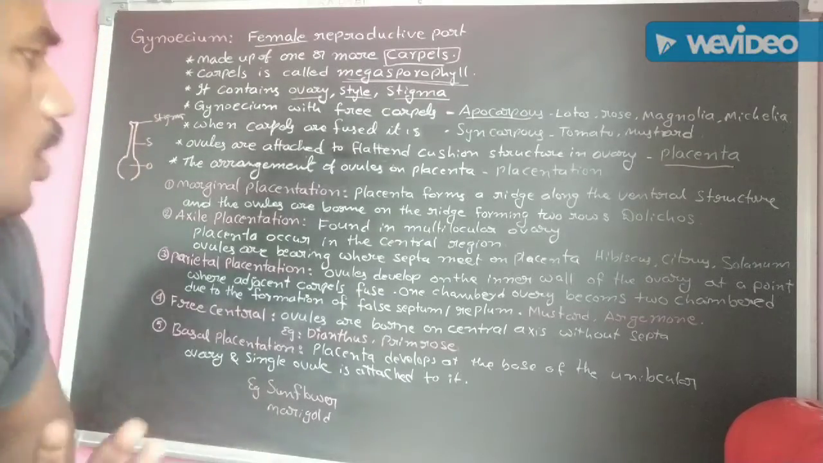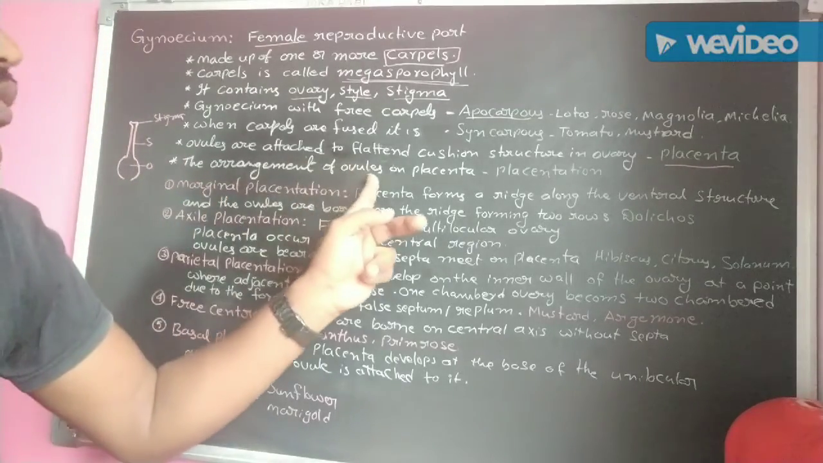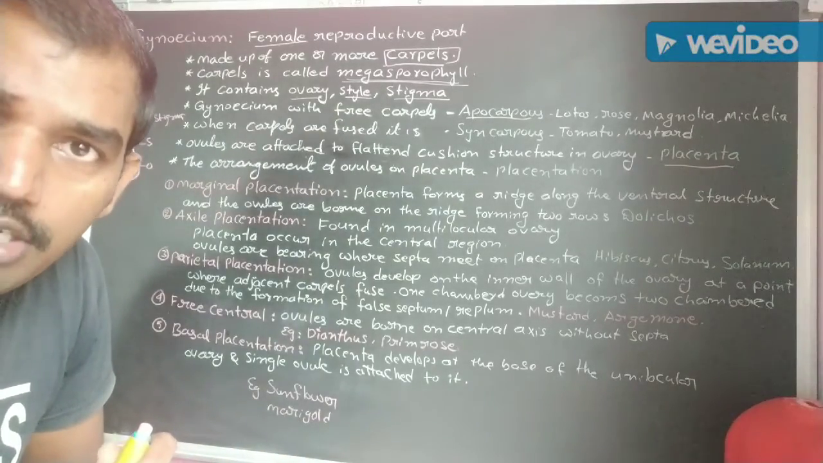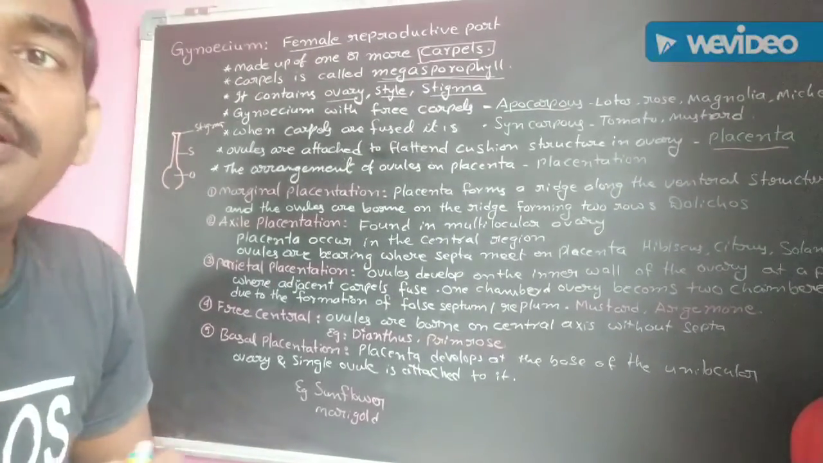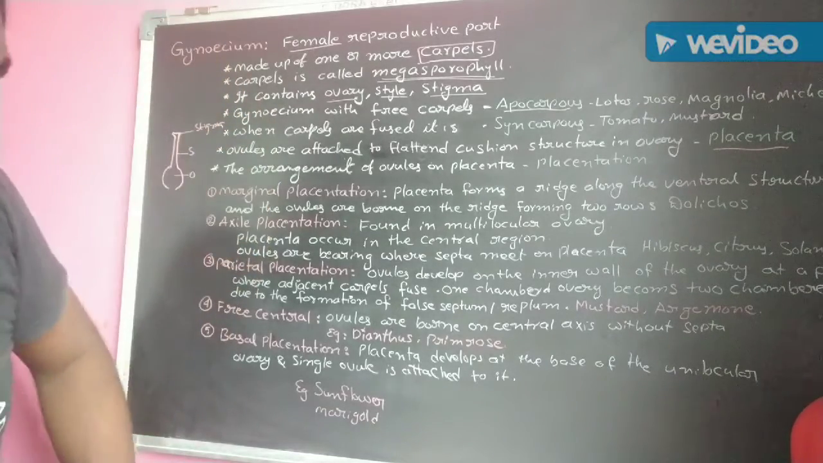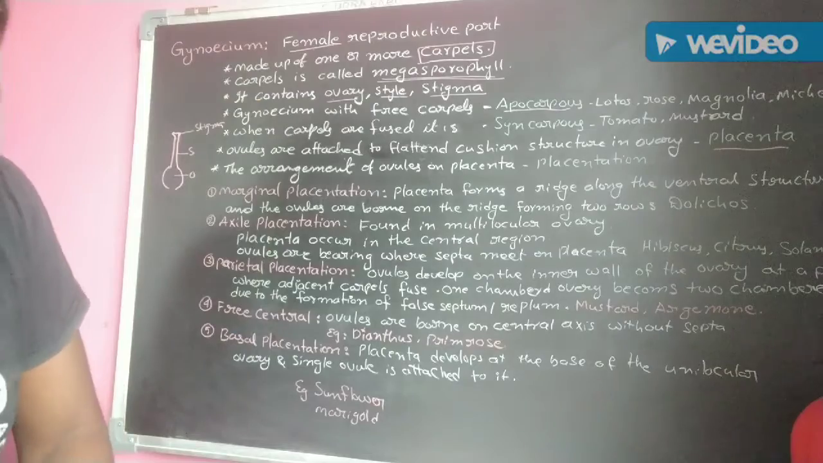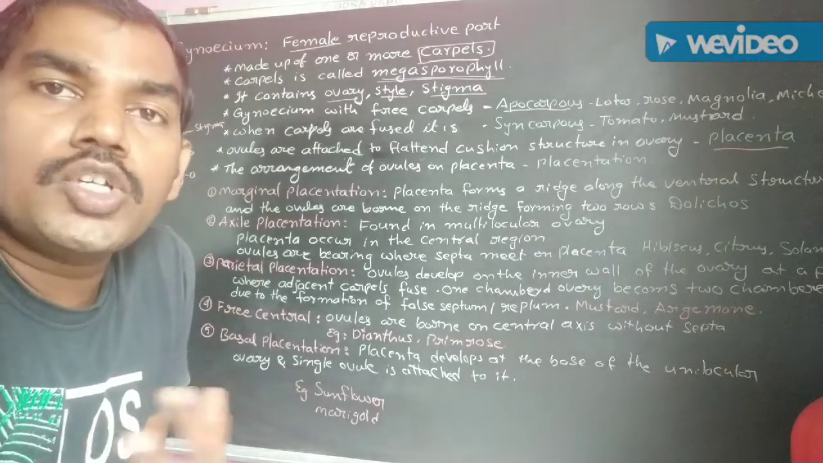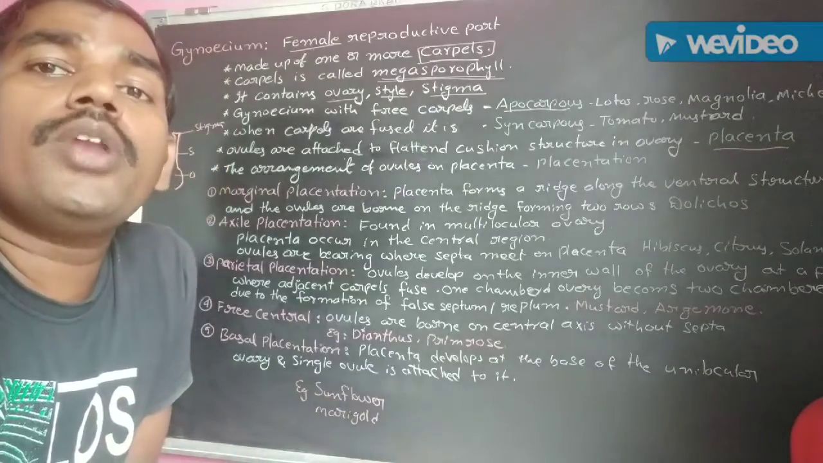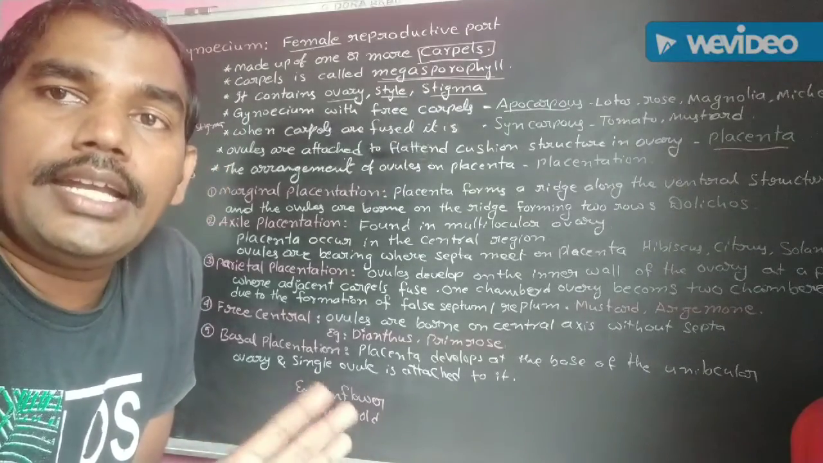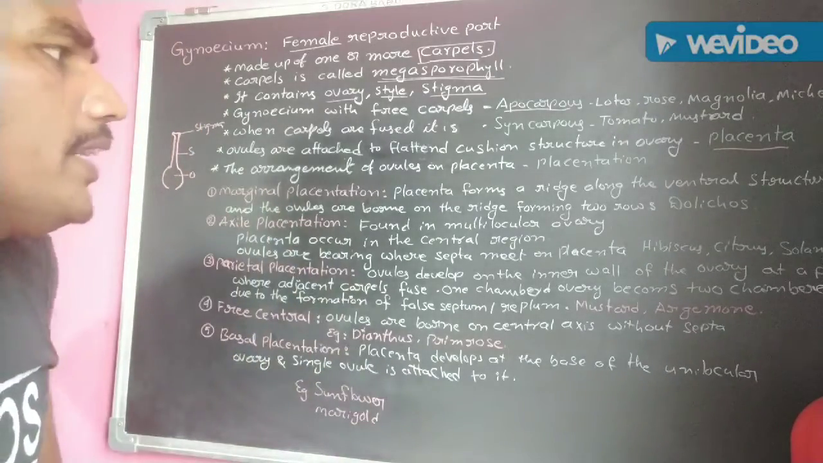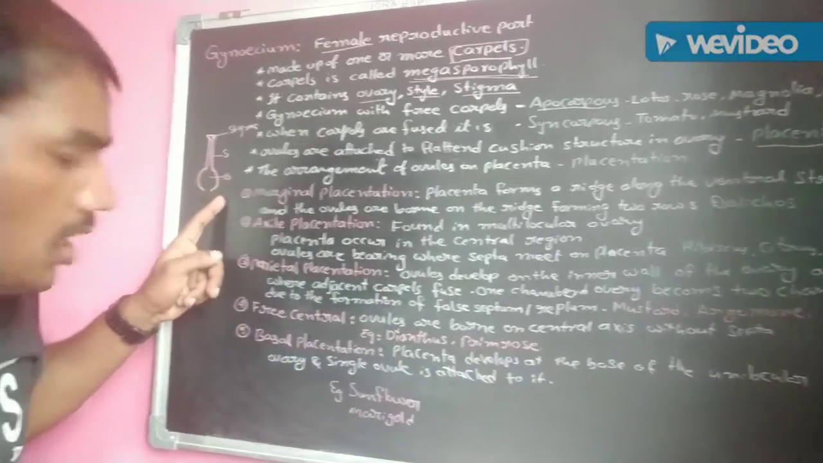Next, the arrangement of ovules on the placenta is known as placentation. Placentation means the distribution of placenta within the ovary. These placentations are categorized into mainly five types.